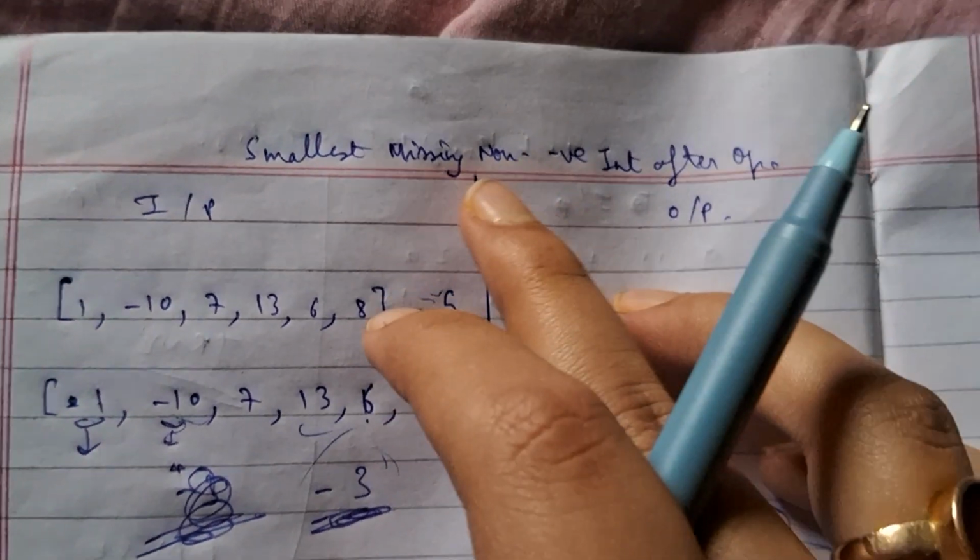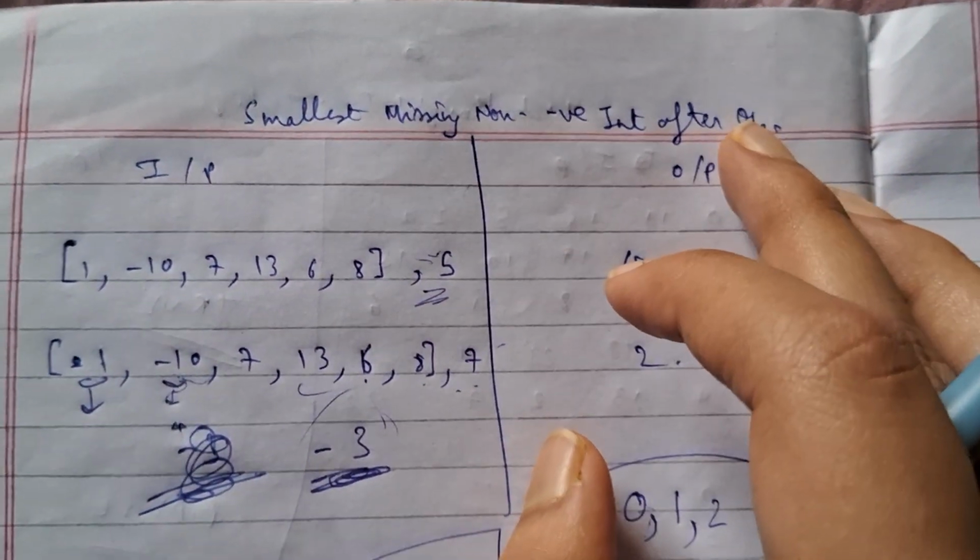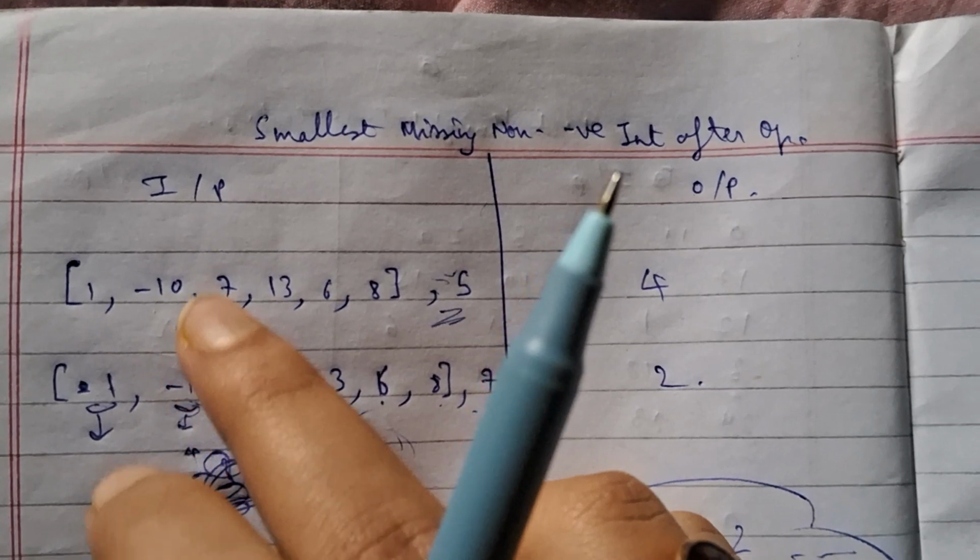In this video, I'm going to discuss the smallest missing non-negative integer after operation, which occurred in today's LeetCode challenge. This is a very simple challenge.